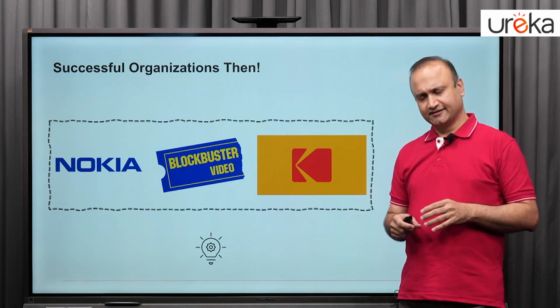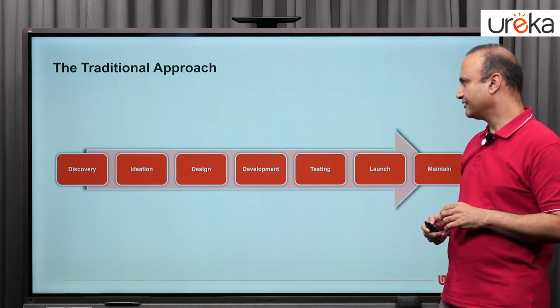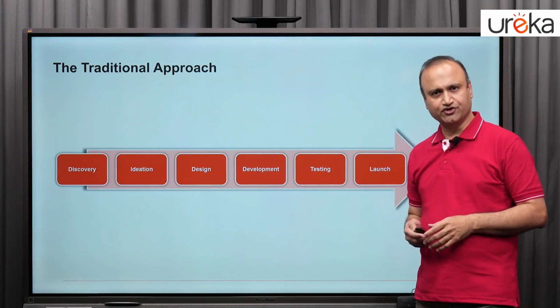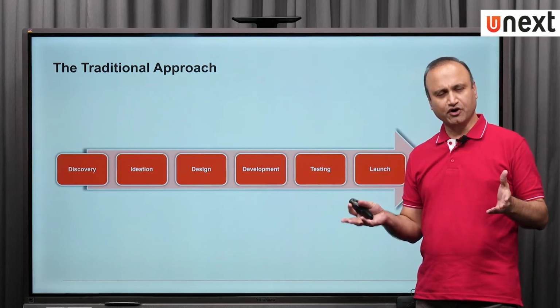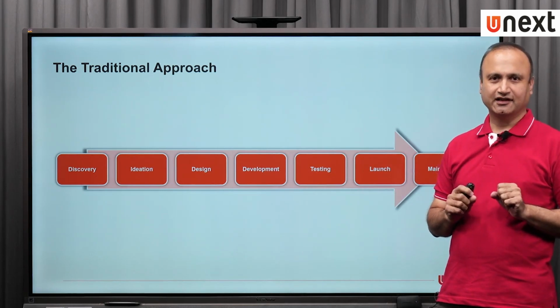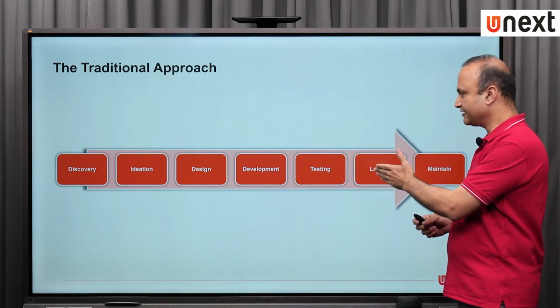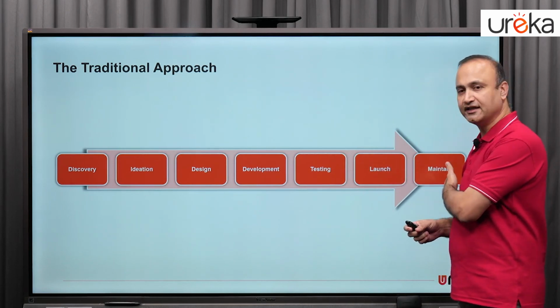How did they do this? For being successful in the market, they had a traditional approach. The traditional approach of product engineering took them through what we call the waterfall model. The waterfall model started from the discovery, ideation, design, development, testing, launch, and finally maintain.